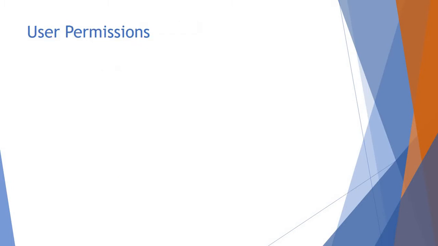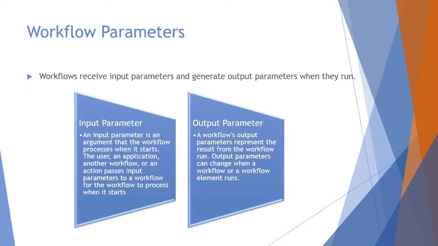Workflow parameters. Input parameters. Most workflows require a certain set of input parameters to run. An input parameter is an argument that the workflow processes when it starts. The user, an application, other workflows, or an action passes an input parameter to a workflow for the workflow to process when it starts. For example, if a workflow resets a virtual machine, the workflow requires an input parameter, the name of the virtual machine.